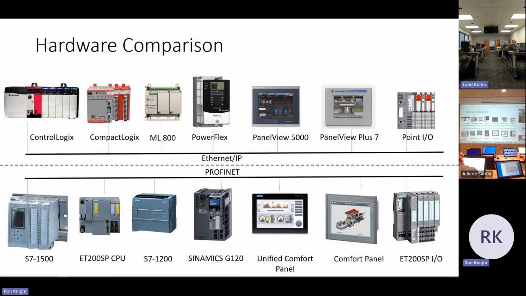PowerFlex drive, G120 drive. We talked about the panel views. The 5000 is the newer, not the newest, but the newer. That's where you've got the SVG graphics, programs with View Designer. That would be the unified comfort panel on the Siemens side, also SVG graphics. And again, not a fair comparison. The unified comfort panel is a much more powerful, capable HMI than the 5000. Very strong JavaScript programming language here on the unified that you just don't have over here.